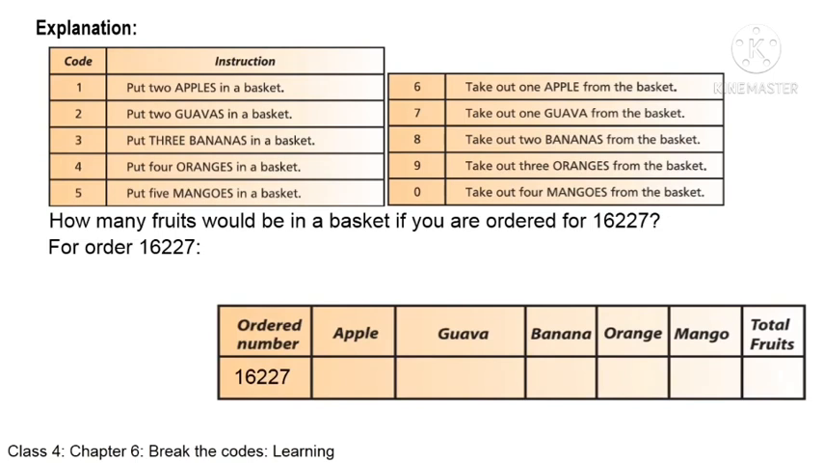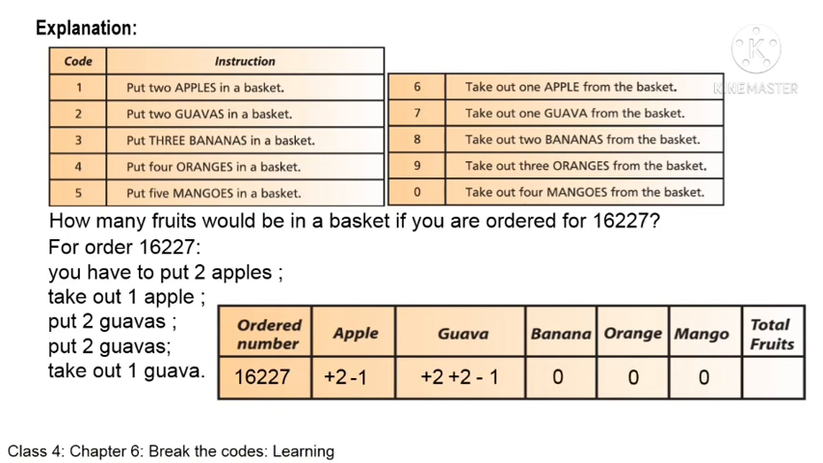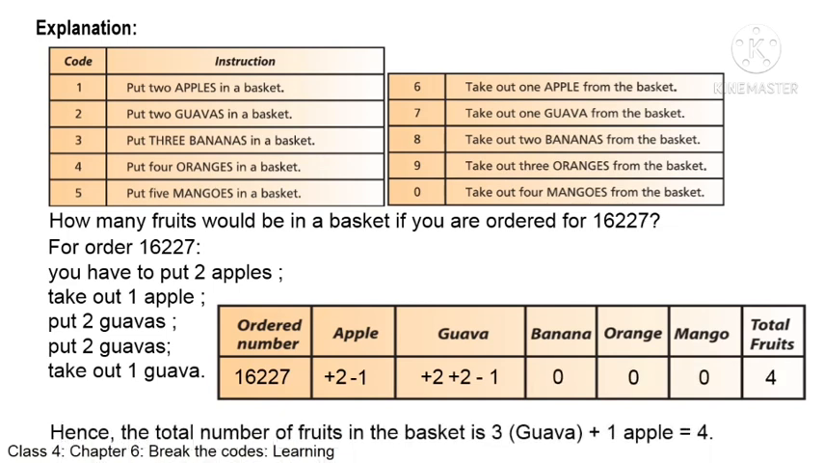For order 16227, you have to put 2 apples. Take out 1 apple. Put in 2 guavas. Put 2 guavas. Take out 1 guava. Hence, the total number of fruits in the basket is 3 guava and 1 apple, which is equal to 4.